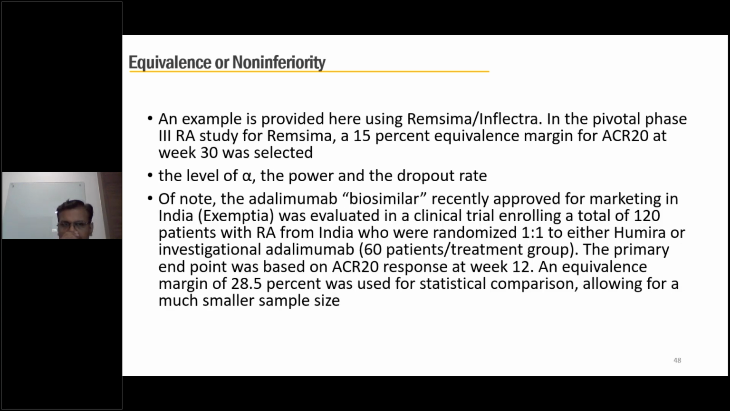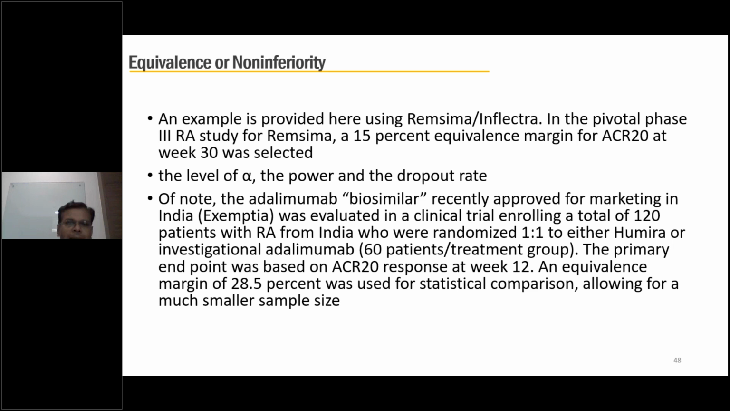This is an example of Remsima or Inflectra. They did the study with an equivalence margin of 15%. What we need to see is that at the end of 30 weeks, there should be a difference within 15% for the ACR 20 score. ACR 20 gives you an idea about rheumatoid arthritis. It's a score, and 15% is what the margin is set at. But that requires a huge number of patients.